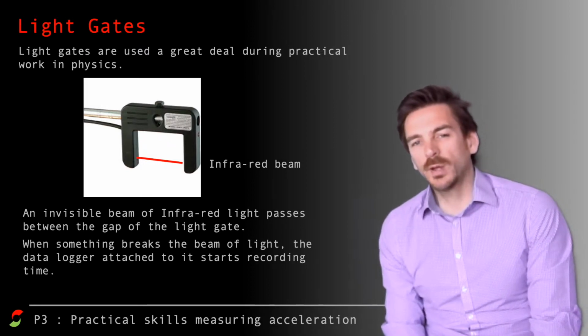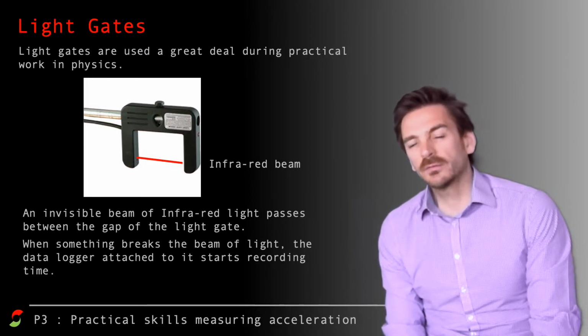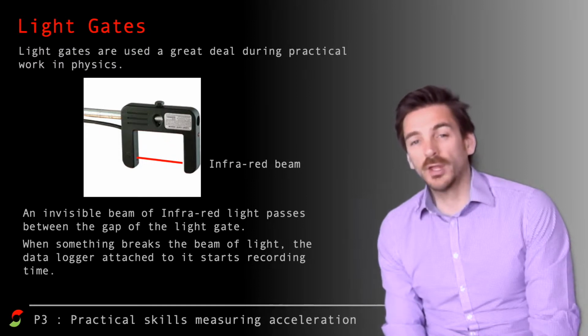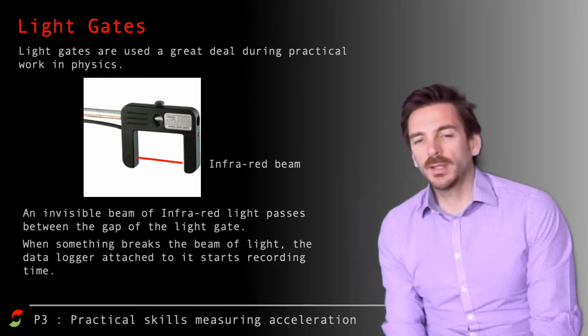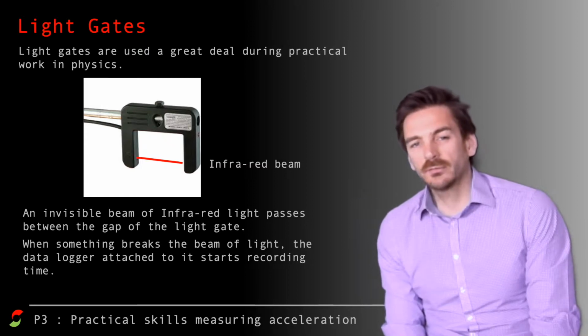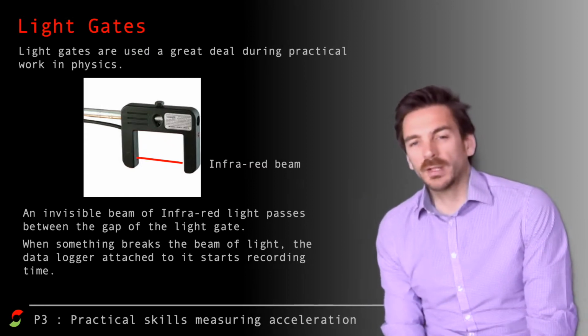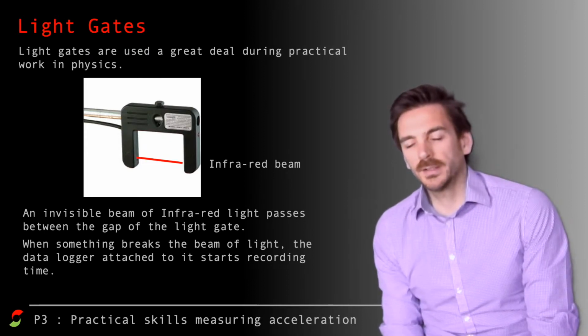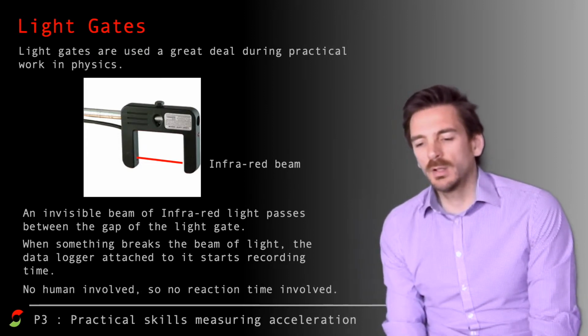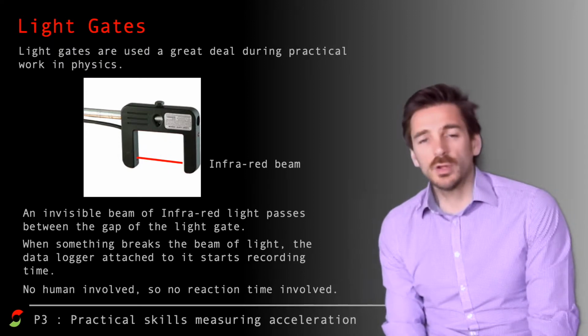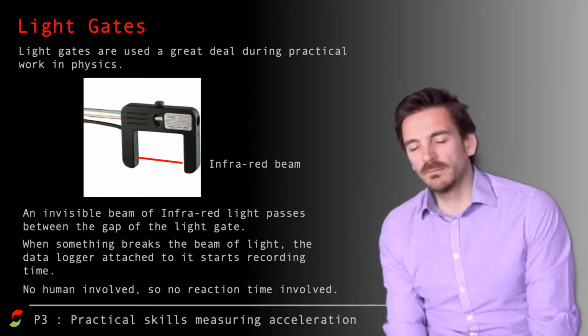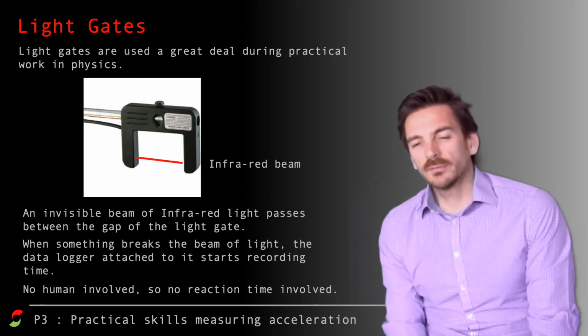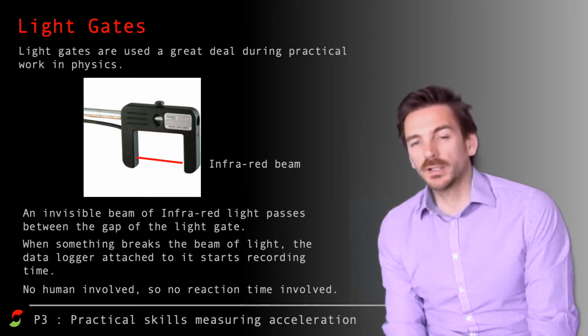When an object breaks that beam of light, the data logger just records the time that it's broken. It can use one light gate or two light gates, and be programmed to calculate velocity and acceleration if more information is provided. But the good thing about light gates is that there's no humans involved, and that means that there's no reaction times. So they're going to be more precise, and therefore they're going to be more accurate.